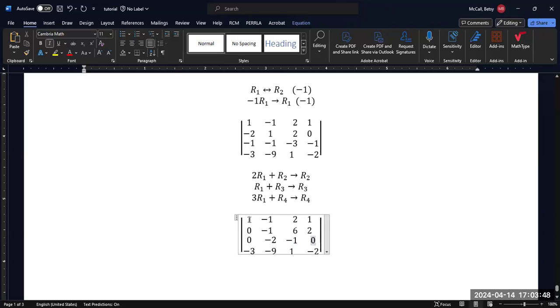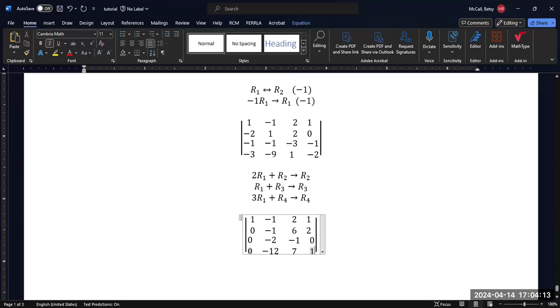And then 3 times 1 plus minus 3 is 0. 3 times negative 1 is negative 3, and negative 9 is negative 12. 3 times 2 is 6, and 1 is 7. And then 3 times 1 is 3, plus negative 2 is 1.